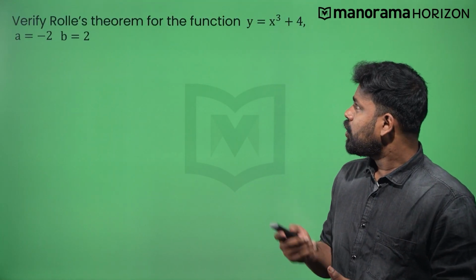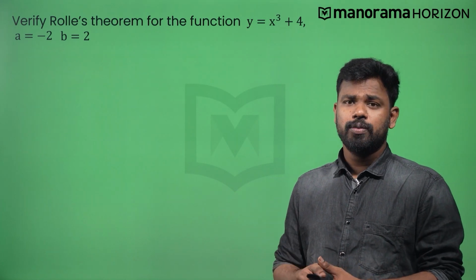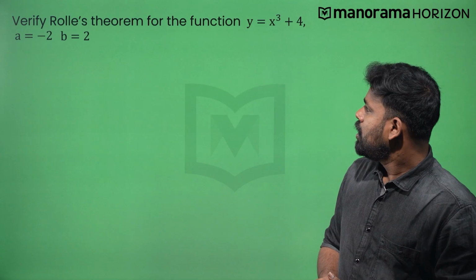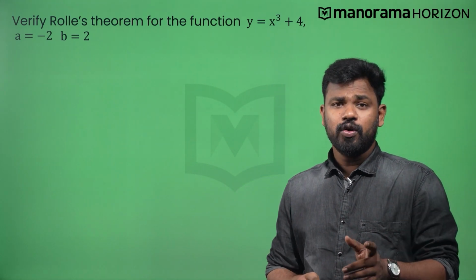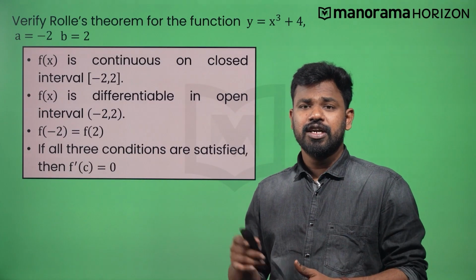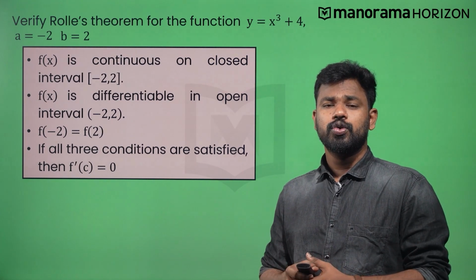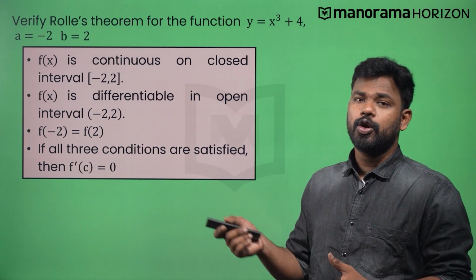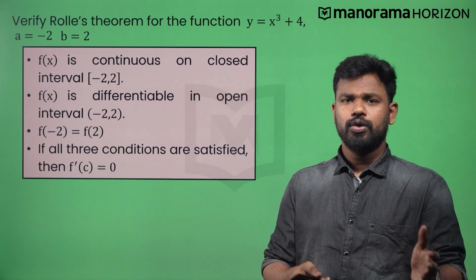Now verifying Rolle's theorem for the function y is equal to x cube plus 4 for a is equal to minus 2 and b is equal to 2. So that is the interval, minus 2 to 2. To verify Rolle's theorem, we need to satisfy the three conditions we discussed earlier. That is, f of x is continuous on closed interval minus 2, 2, f of x is differentiable in open interval minus 2, 2, and f of minus 2 should be equal to f of 2. If all these three conditions are satisfied, f dash c should be equal to 0.